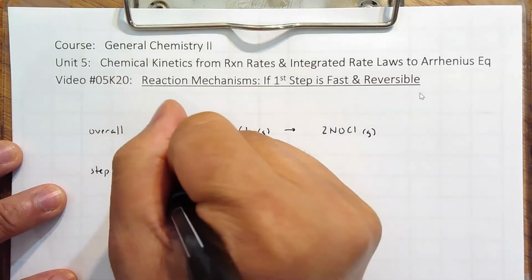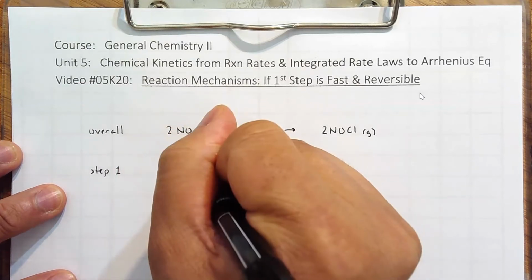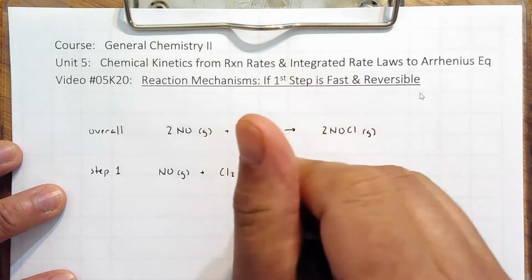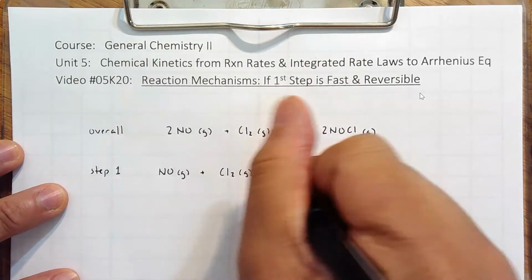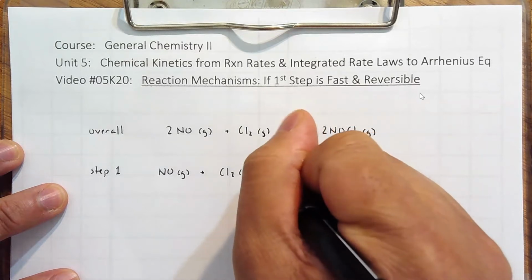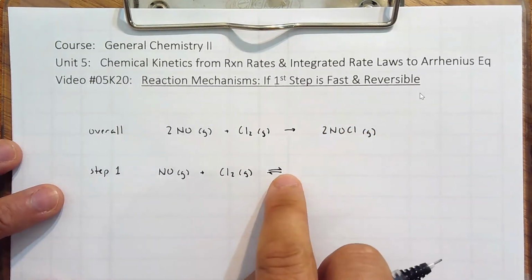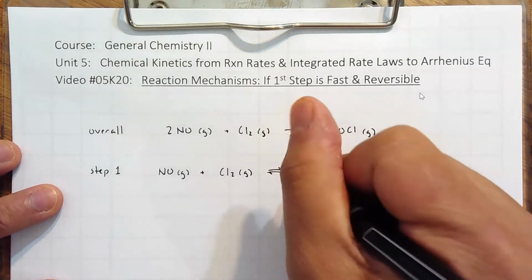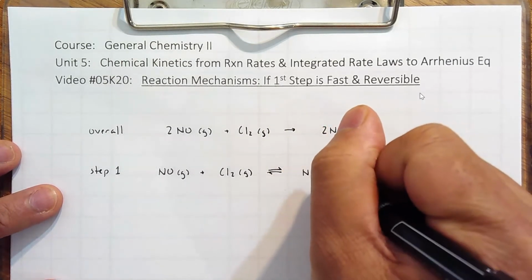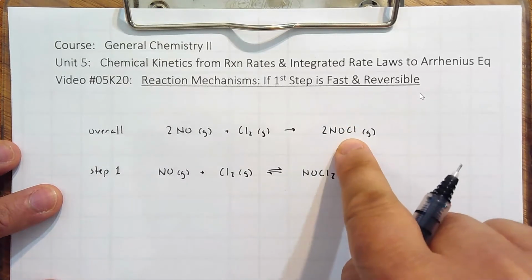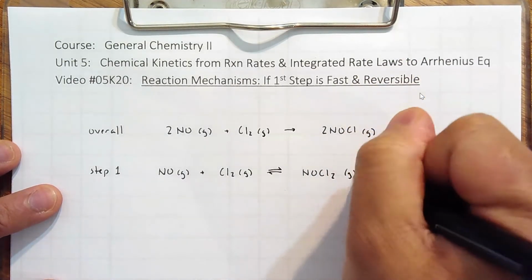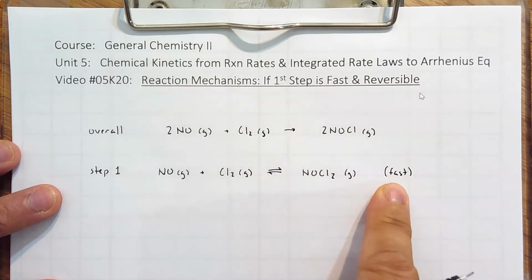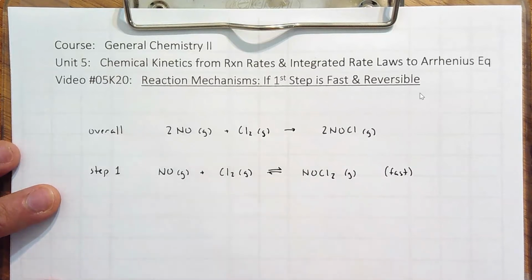NO gas plus Cl2 gas. I just want to make sure I'm doing this correctly. Equilibrium is this kind of single barbed arrows, one to the right and one to the left. That means it's reversible. The product is NOCl2, so it's not the overall product. That's a gas also. And this step is fast. Fast and reversible.